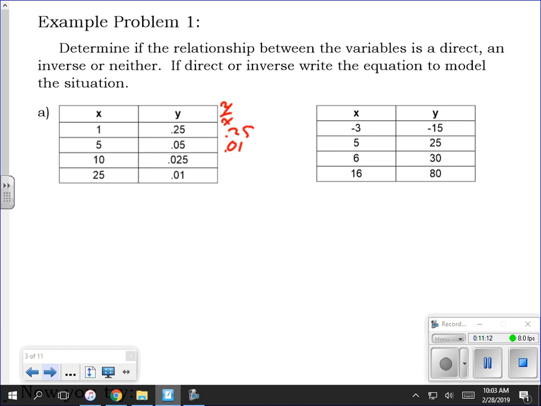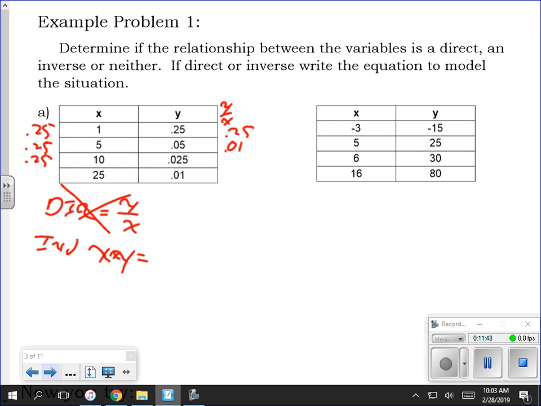Okay? Direct would be y divided by x being the same. That's no good on this one. So now I need to try inverse. Inverse is where I take x times y. I multiply the 2. Do I get the same thing every time? 1 times 0.25 is 0.25. 5 times 0.05 is 0.25. 10 times 0.025 is 0.25.